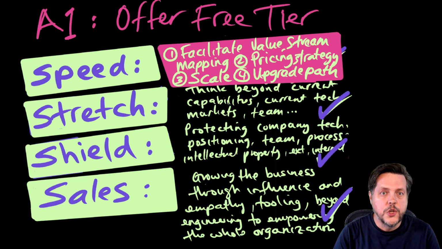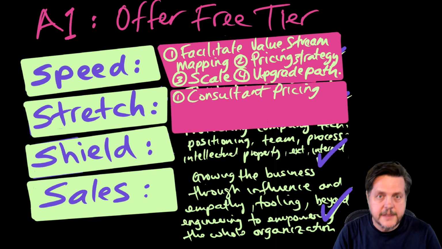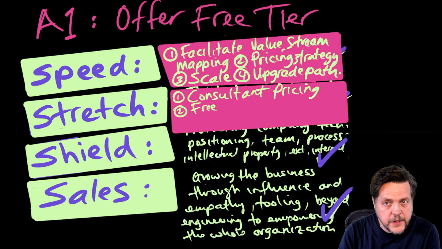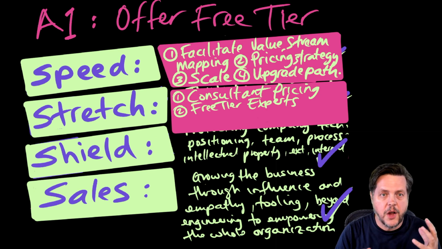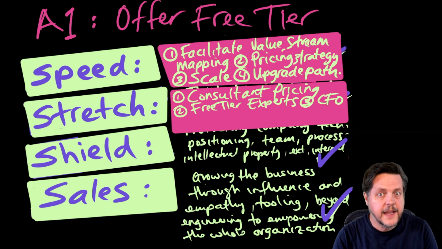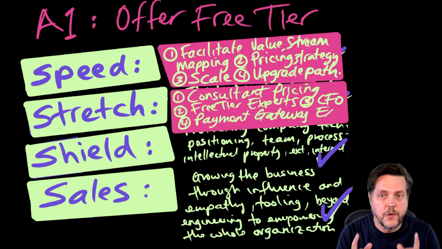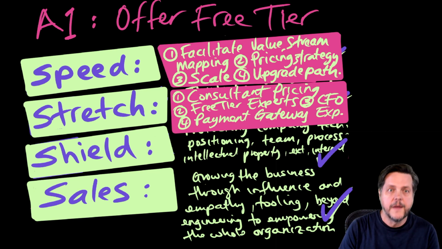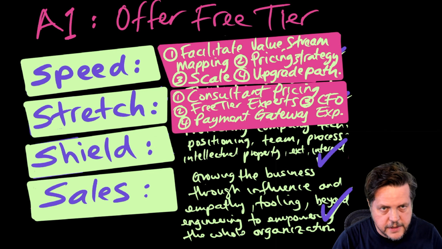A1 Stretch looks to a consultant on pricing, some peer organizations that already offer free tiers. We have to collaborate with the office of the CFO, and in this case we're identifying that we don't have the right payment gateway experts on board for multinational signups, for instance.